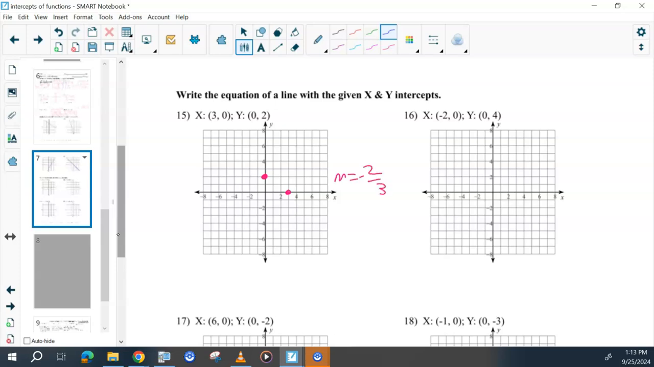So if that's my slope and I have my y-intercept, I can put together my equation. y equals negative 2 over 3 x plus 2. Done. It is negative 2? Yeah. You count it down 2 and then over 3. So we plotted these 2 points and then counted the slope between them.